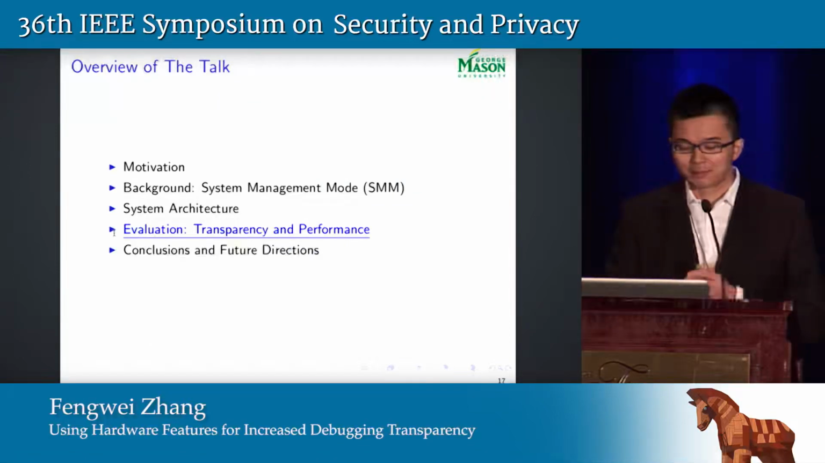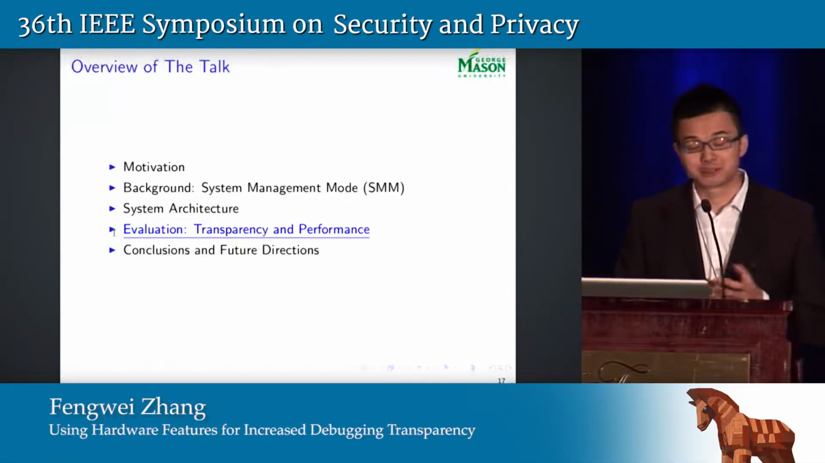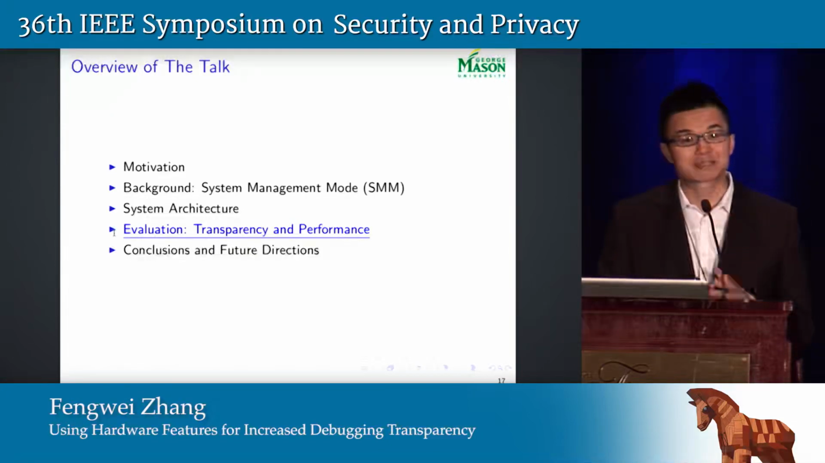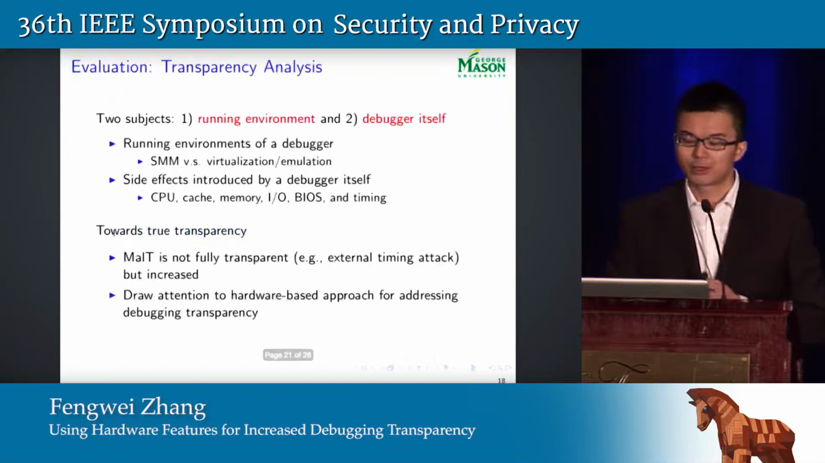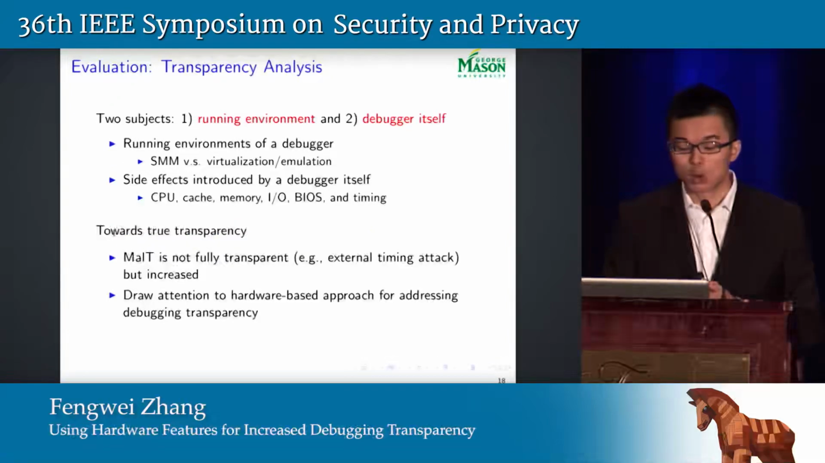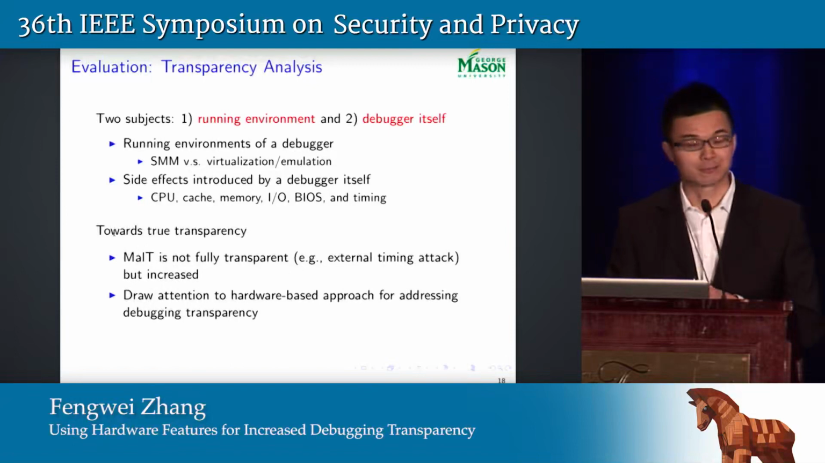So I talked about the motivation, background, and system architecture. Now I'm going to talk about the evaluation results. We evaluate our system in two aspects: transparency and performance. For transparency analysis, we focus on two subjects. One is the running environment of the debugger. The other is the debugger itself.